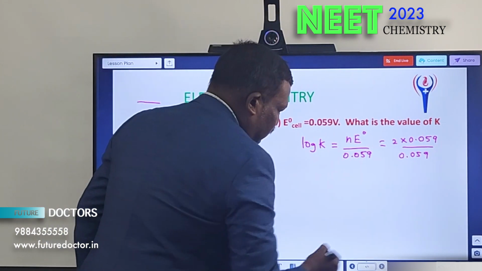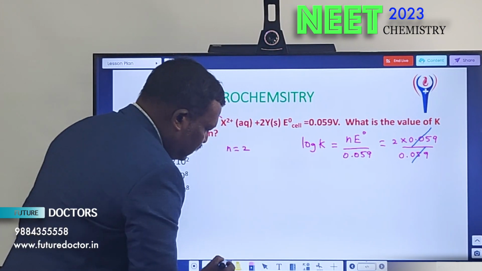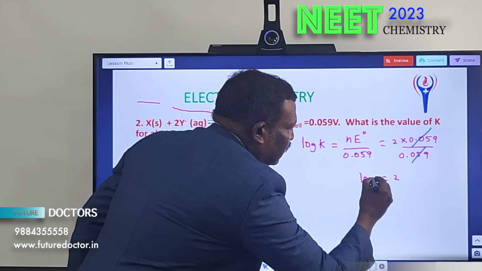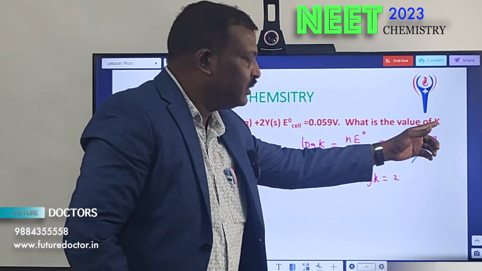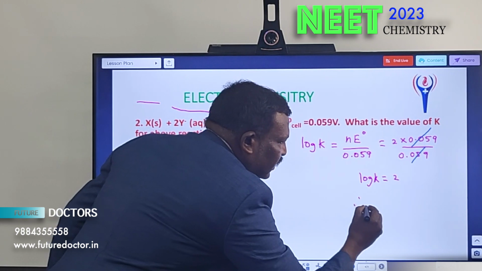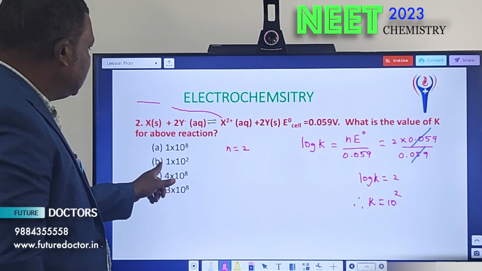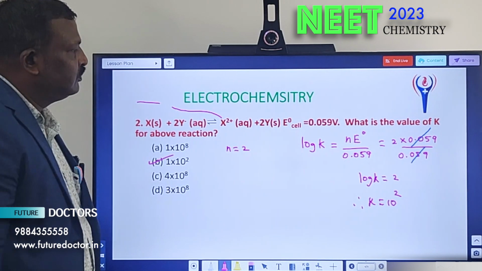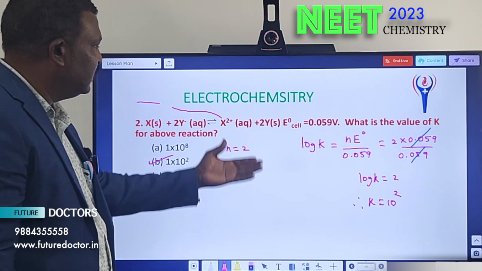Then what happened? We cancel, you know that. So the answer is we have only 2. Therefore, the left hand side is log K, and log K is equal to 2. But they are asking only K. Log is to the base 10, therefore K is equal to 10 power 2. See the answer: option B is the correct one, 1 into 10 power 2. Simple. So go through the formula. If you know the formula, you can solve all these kinds of sums.